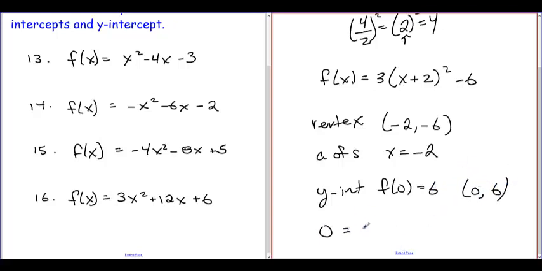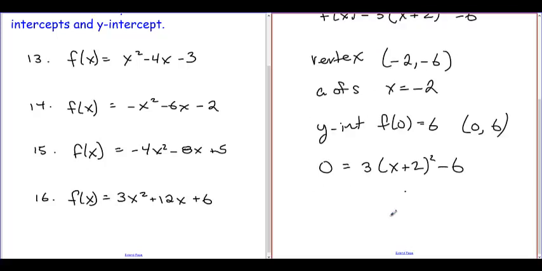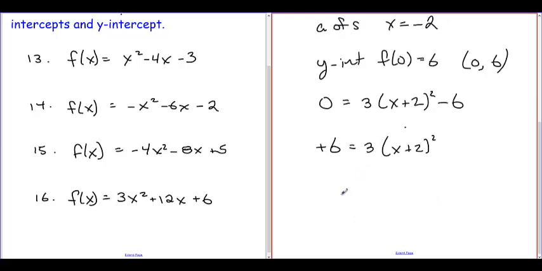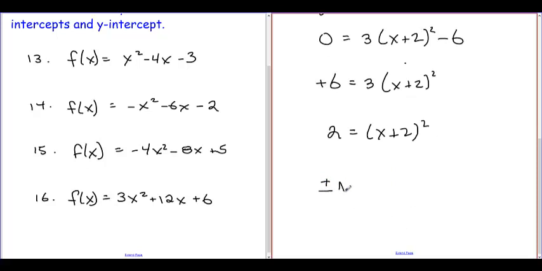Then set the equation in standard form equal to 0. Solve for x. So we add 6 to both sides. Or you can think about moving this to the left side, it becomes positive. Divide both sides by 3. Take the square root, plus or minus the square root of 2 equals x plus 2, and solve for x. So you get negative 2 plus or minus the square root of 2.